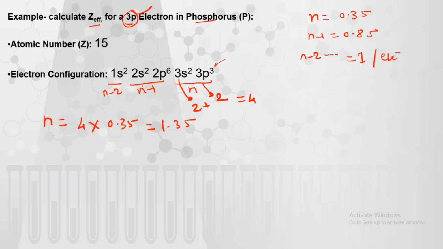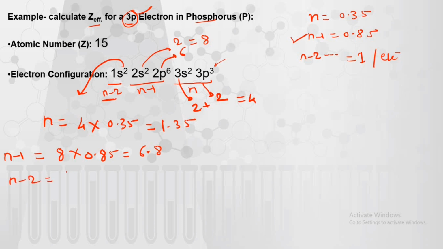It comes to 1.35. Understand? Now I am calculating for the n minus 1 shell. How many electrons are in the n minus 1 shell? There are 6 electrons in p and 2 electrons in s, so a total of 8 electrons. So 8 multiplied by the n minus 1 value, that is 0.85. It comes to 6.8. Understand? Now I want to calculate it for 1s2. For 1s2, it is the n minus 2 shell. There are only 2 electrons, and the n minus 2 level contributes 1 per electron.